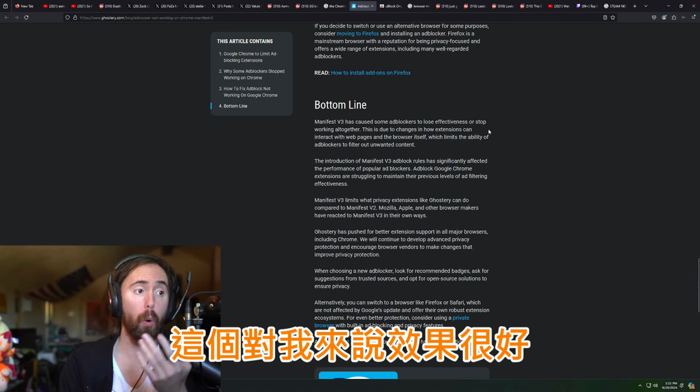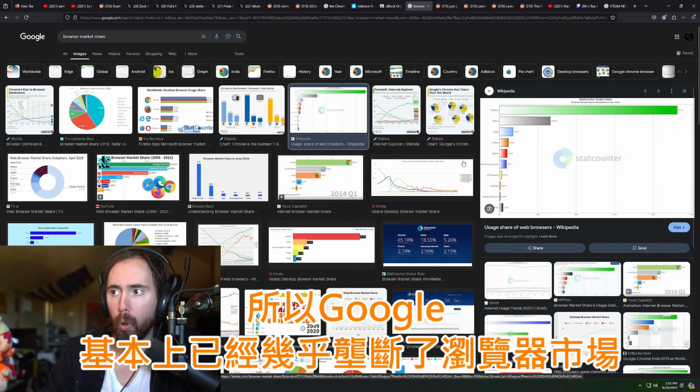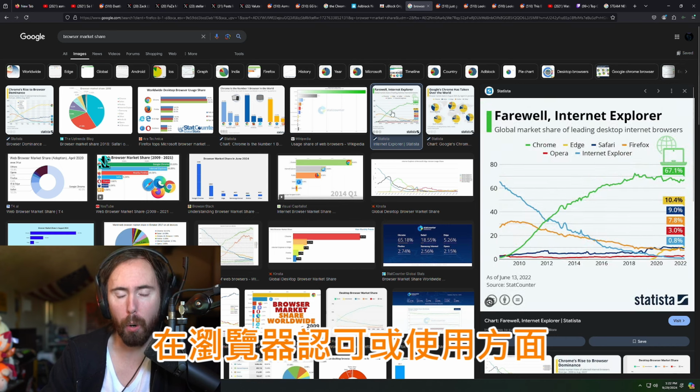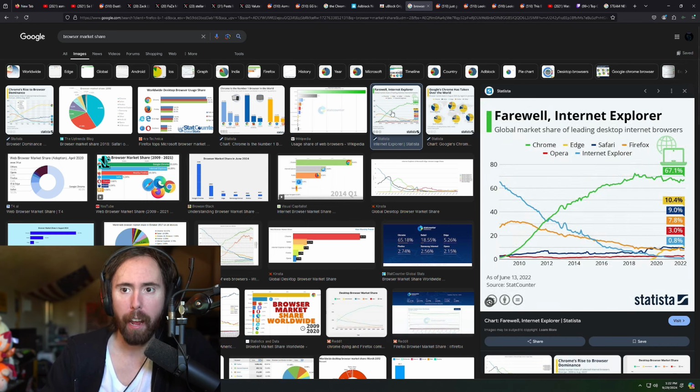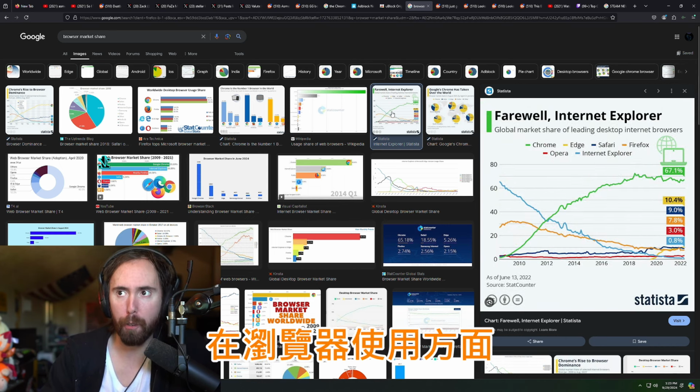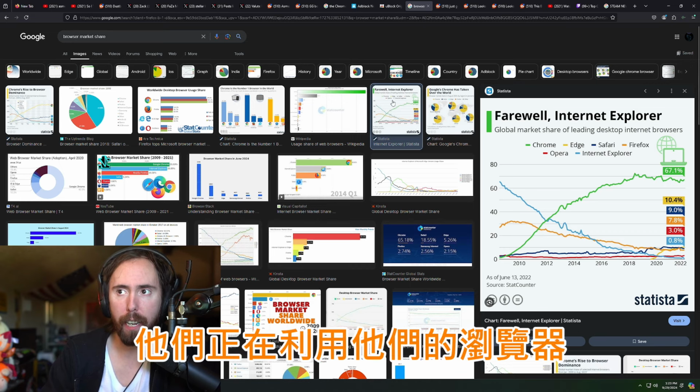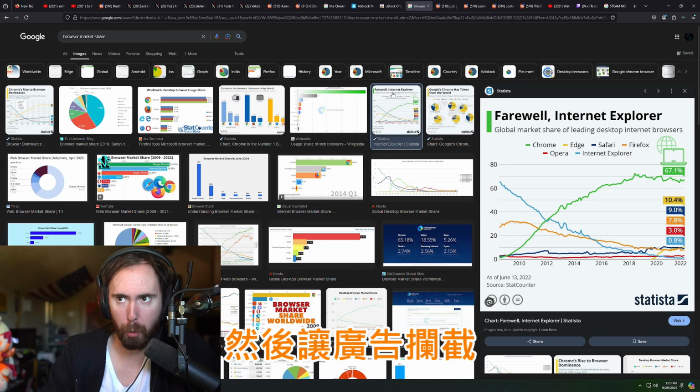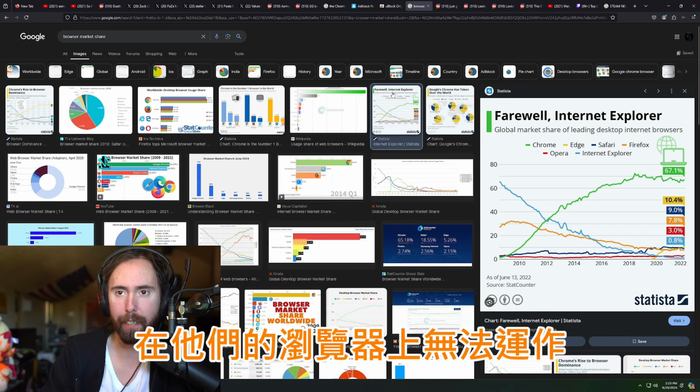I guess so. Google has basically nearly cornered the market with browser usage. And now that they've cornered the market with browser usage, they're taking their browser and making it so that ad blocking doesn't function on their browser.